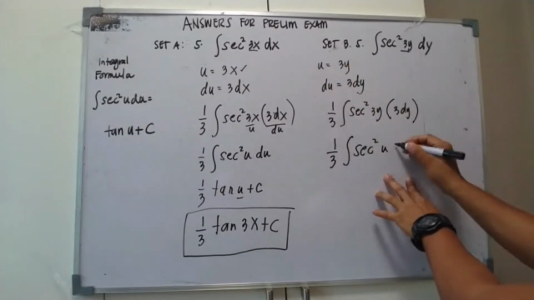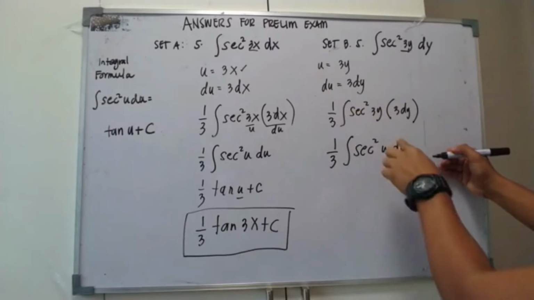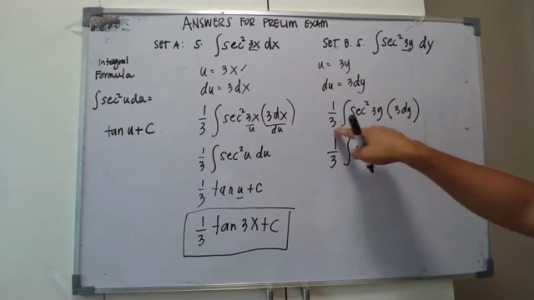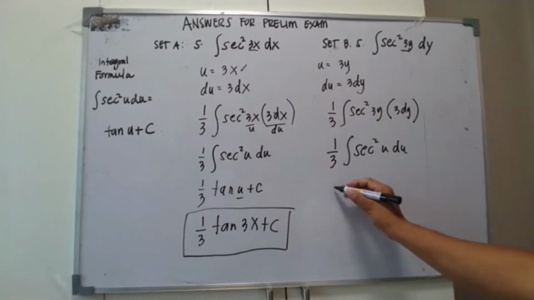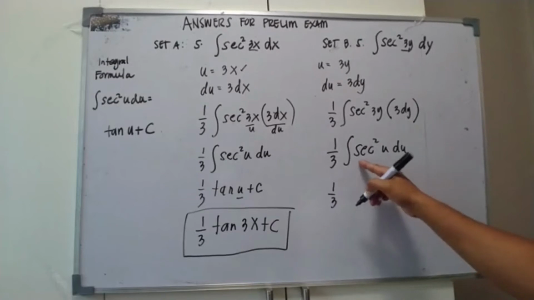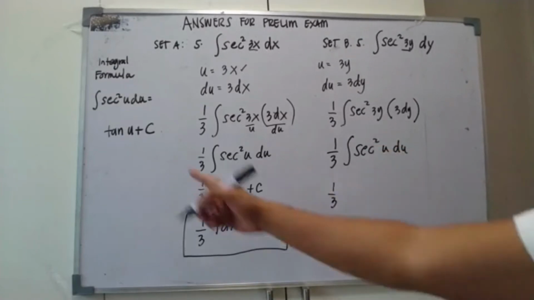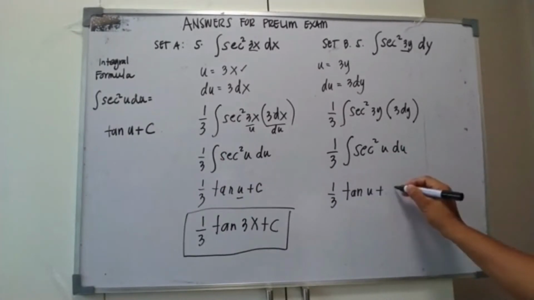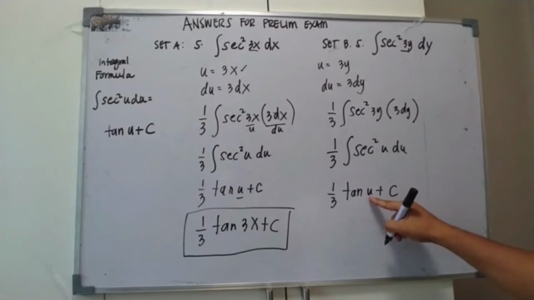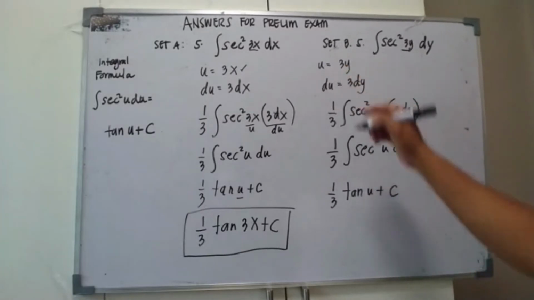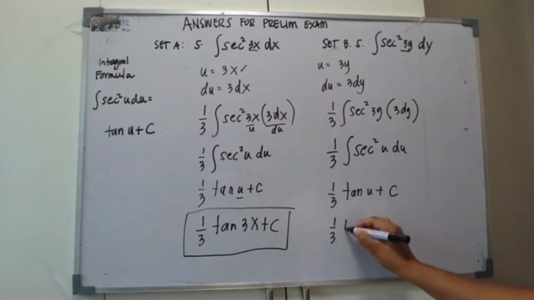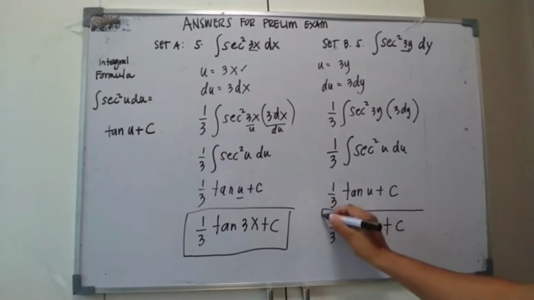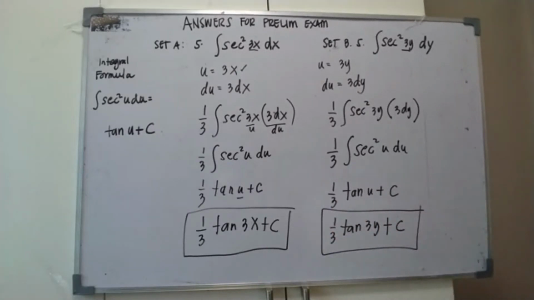Then, this is your du, 3 dy. Okay? So, you introduced a 3 there. Divide it also by 3, which is your neutralizing factor. So, 1 over 3. The integral of secant squared of u du is tangent of u plus c. So, tangent of u plus c. Then, substitute the equivalent value of u, which is equal to 3y. So, 1 over 3 tangent of 3y plus c. This is your answer for set B number 5.